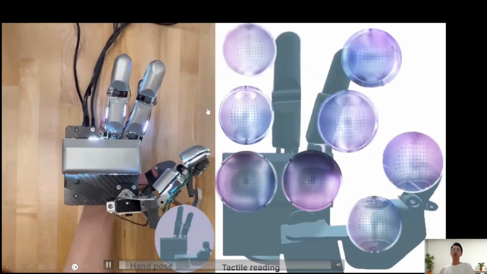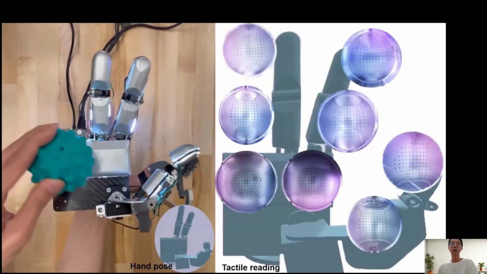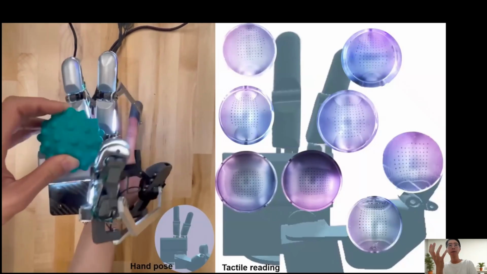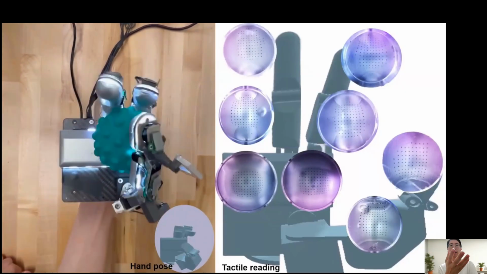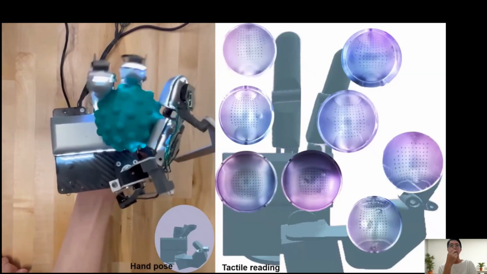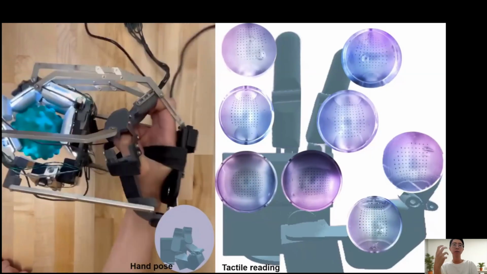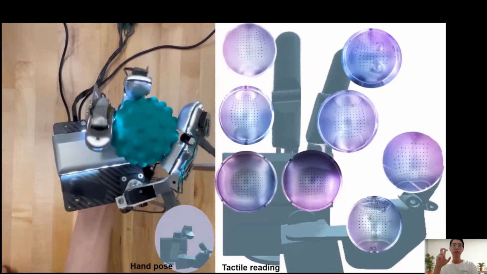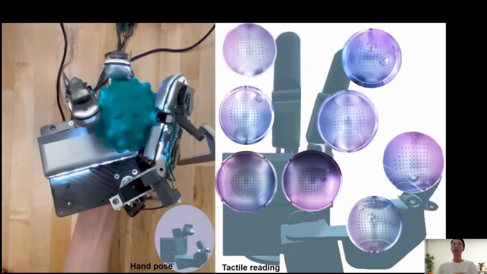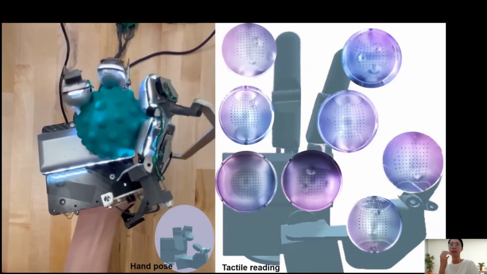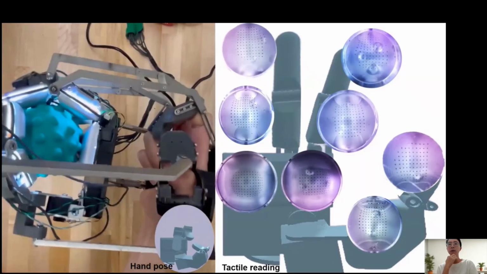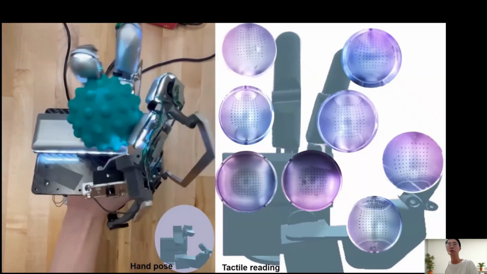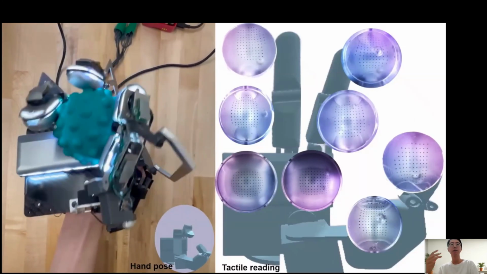So in this video, I illustrate the data collected by our device. You could see that it captured hand pose. Thanks to the joint or position encoders at each joint, you can capture the hand pose with very high frequency. And secondly, it captured the whole hand tactile sensing. So in this example, we are holding a textured ball, and you could see the texture at different positions of the hand.